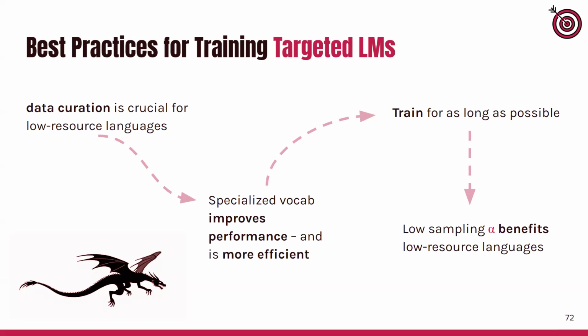And finally, we find that in the targeted multilingual setting, using a low sampling alpha over the languages significantly benefits low resource languages without harming the high resource ones. So this is a bit different from what's been found in the massively multilingual setting, where there's a pretty consistent trade-off between high and low resource languages with the language sampling alpha. But in this setting where the languages are related, this doesn't seem to be the case. And so we recommend using an aggressively low sampling alpha in targeted multilingual settings to benefit the low resource languages you're training on.